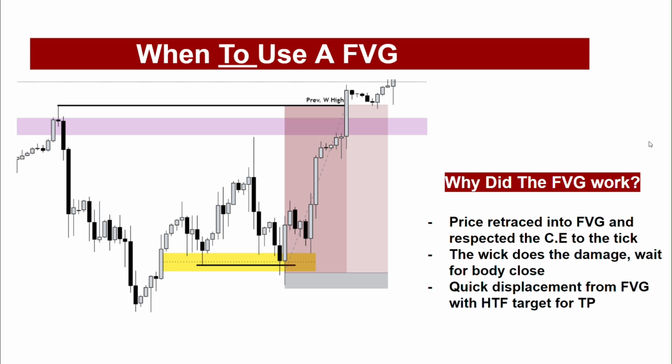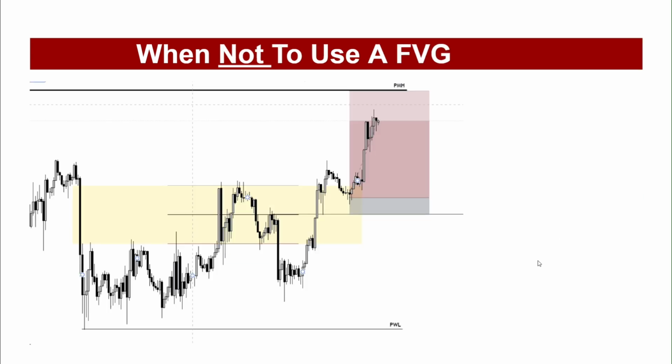So understanding this, now we're going to go into when not to use a fair value gap. So when we don't use a fair value gap, as we can see here, we have a large fair value gap. We have a previous month high up here, and we have relatively equal highs right here. So these are good liquidity pool targets.